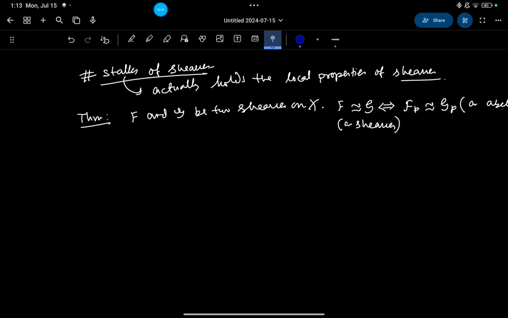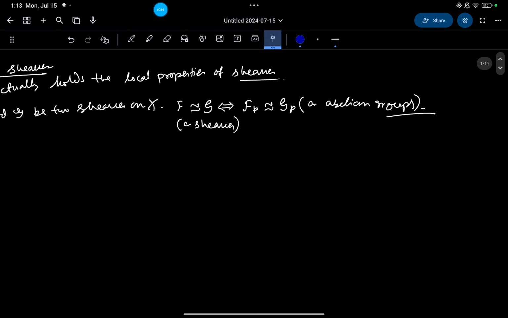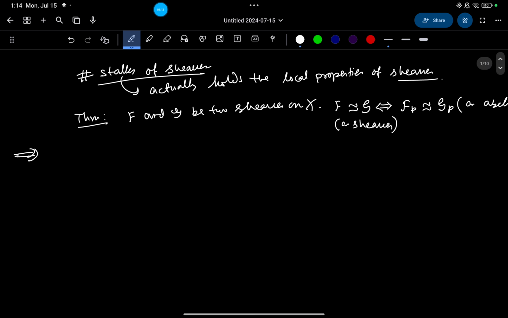And we also gave you an exercise to prove the theorem that an isomorphism of two sheaves on the same topological space X is equivalent to an isomorphism between the stalks at every point of this topological space. If you have tried it, that's very good, but if anyone was not able to do it, let me give you a brief overview of the proof.